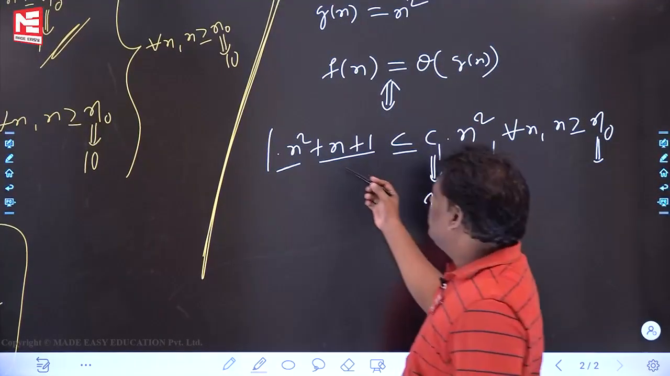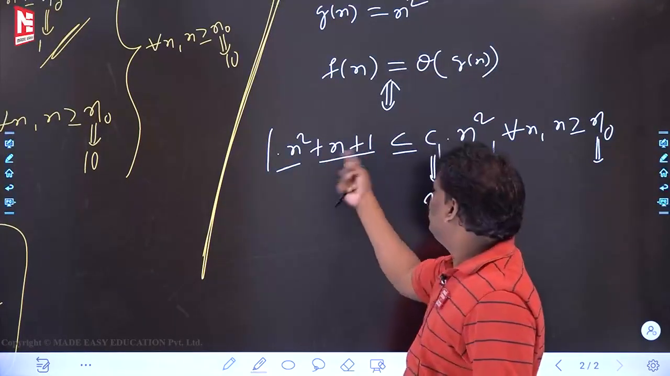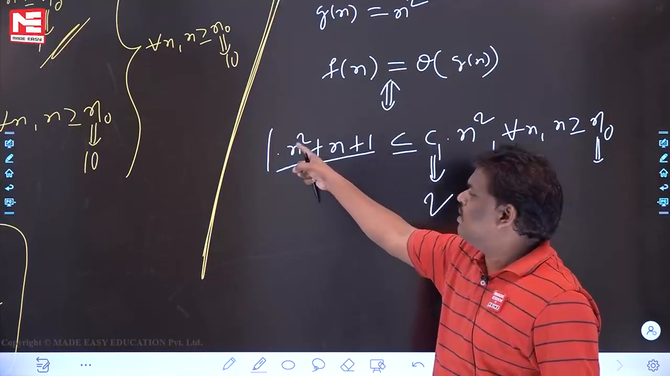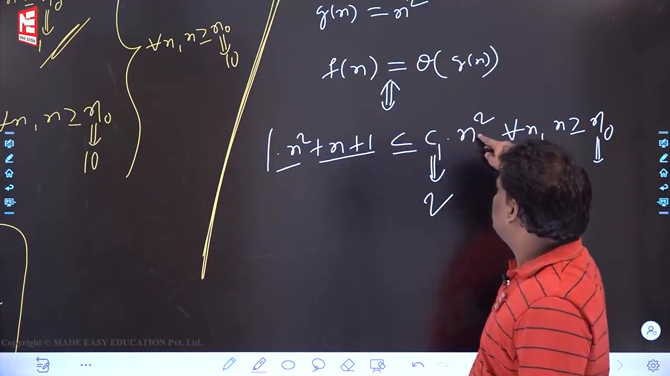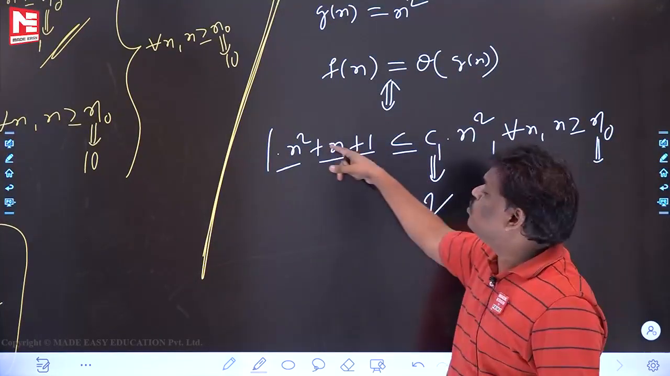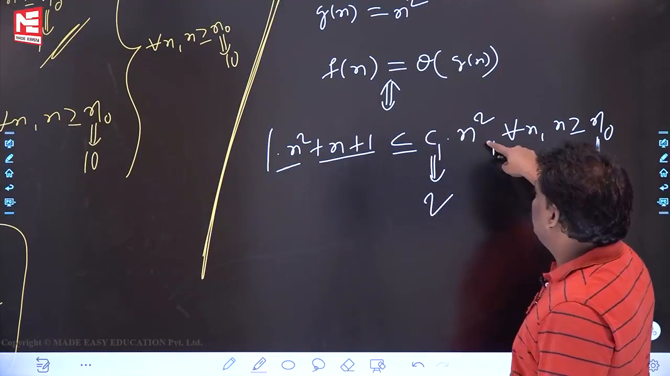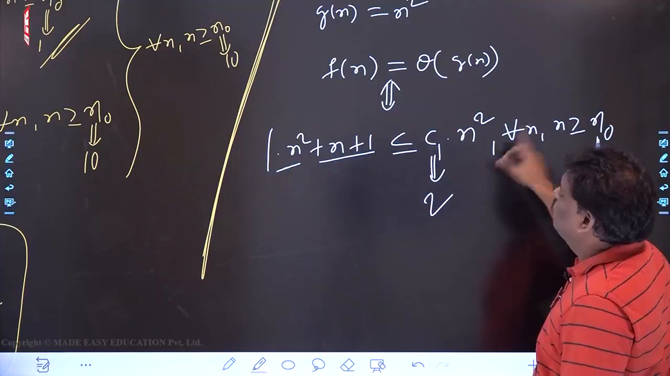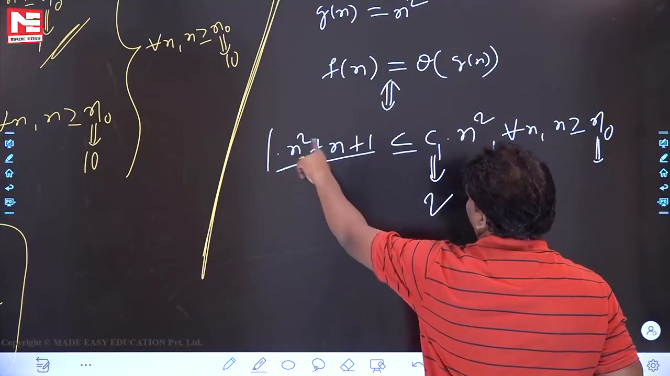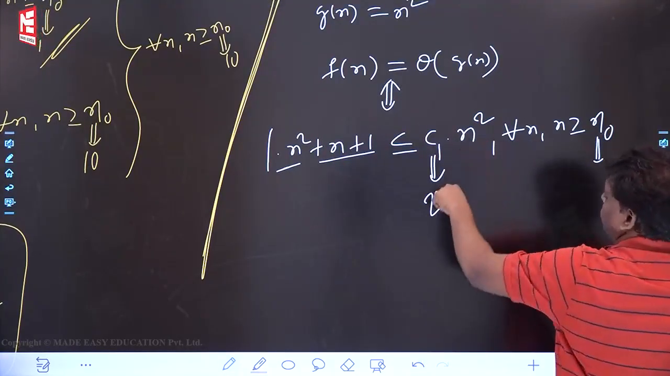Let's check if you want, right? If you want, I will verify also. N value 1, what is the answer? It is the 3. This is 2. Fail. Next one, N value 2, what is the answer? It is the 4 plus 2, 6 plus 1, 7. This is 4 by 2, 2 only. Fail. Next one, n value 3. What is the answer? 3 square 9, 9 plus 3, 12 plus 1, 13. This is 3 square 9, 9 by 2, fail. Next one, can you help in n value 5? What is the answer? 25 plus 5, 30 plus 1, 31. This is 25 by 2, fail.